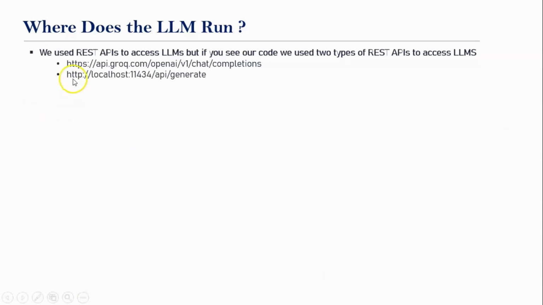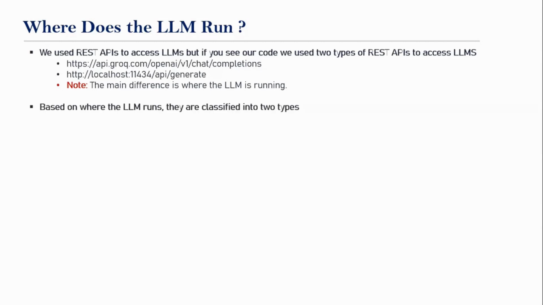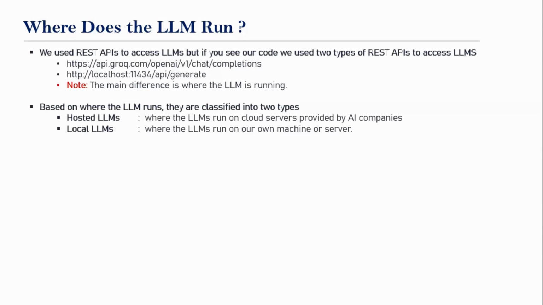Now definitely by seeing this, you can tell that this is running on our computer or laptop or server itself, right? And this is, let's say, Groq is managing this endpoint. So the main difference between these two REST APIs is simply where the LLM is running. Now, based on where the LLM runs, LLMs are classified into two types. They are hosted LLMs and local LLMs.